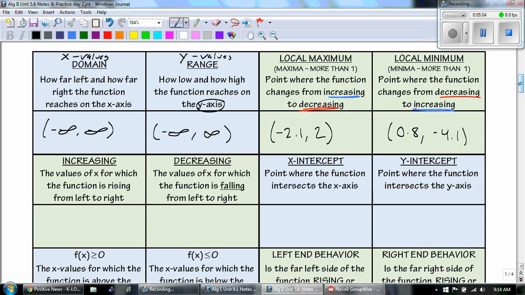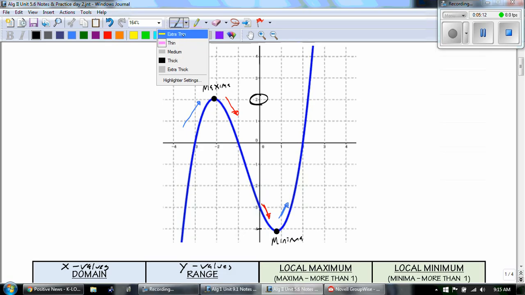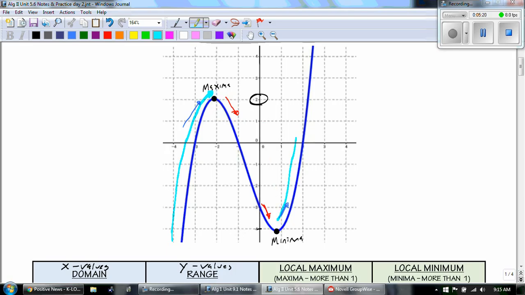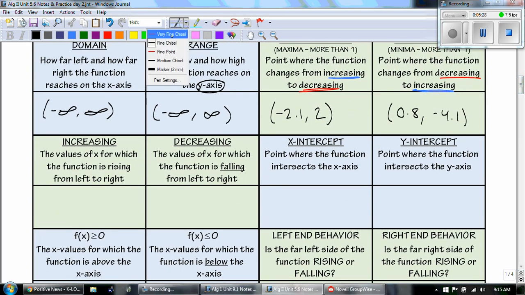So the increasing is the values of x for which the function is rising from left to right. Now the only thing that's different about this is there's going to be multiple points because I am increasing here and then I'm increasing again there. So it's going to be written twice now, okay? So from left to right, it's from negative infinity. And the nice thing is we know the point because it goes to that maxima right there, okay?